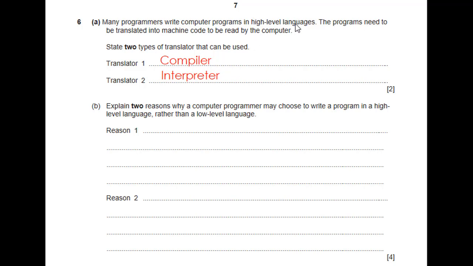Because it mentions high-level languages, we can't mention an assembler, because an assembler only converts low-level language to binary. So it will convert low-level assembly language into low-level machine code, which is binary.